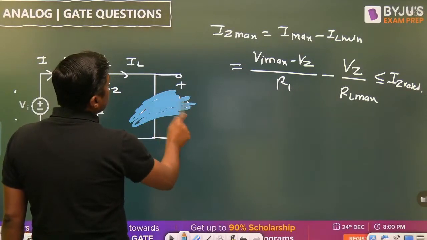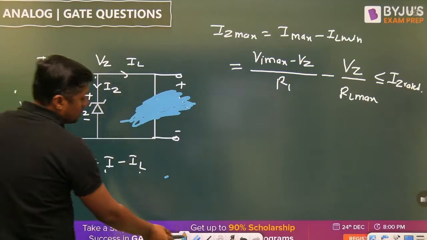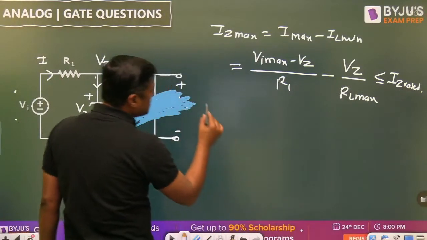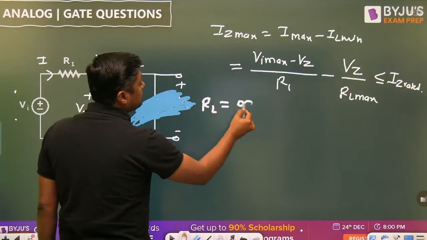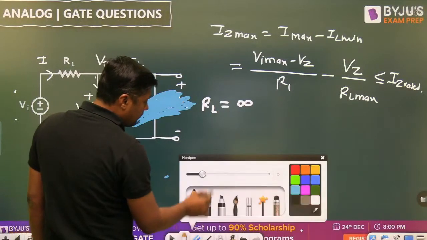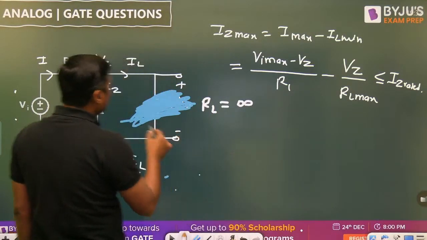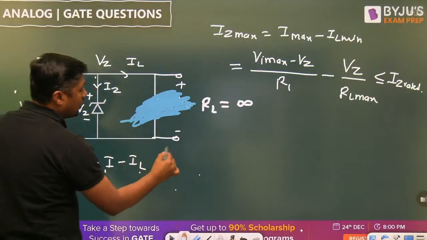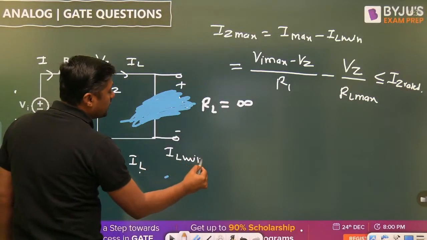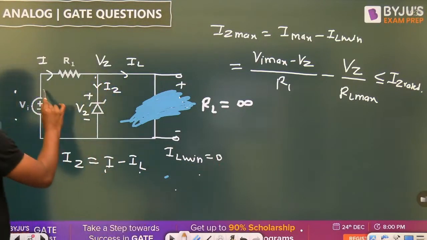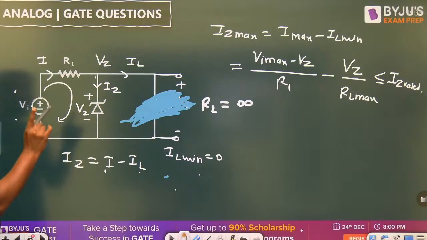Now this portion acts as an open circuit. When I am removing the RL, this is called the worst condition. When RL becomes infinite, what is the IL minimum? IL minimum will become 0. Then the complete current will pass through the Zener diode.